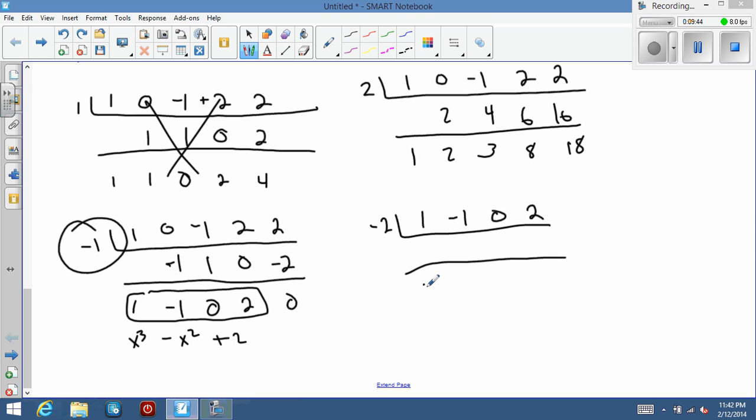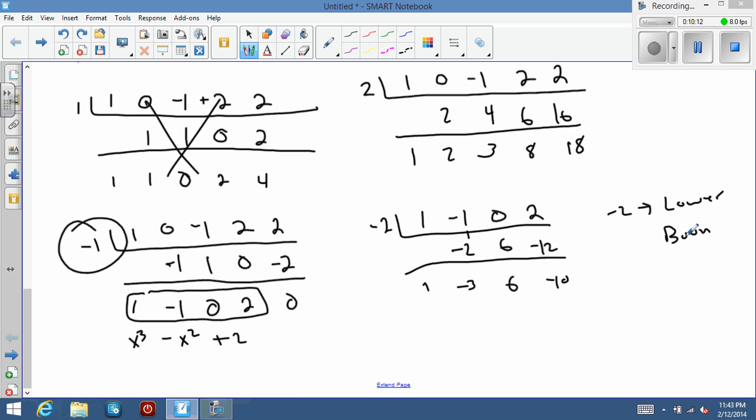So I'm going to bring down the 1. I get negative 2. I'm going to add. I get negative 3. I'm going to multiply. I get 6. Add. That's 6 times negative 2. That's negative 12. And that's negative 10. Well, that didn't work. And this is a lower bound because we are alternating our signs. So negative 2 is a lower bound.